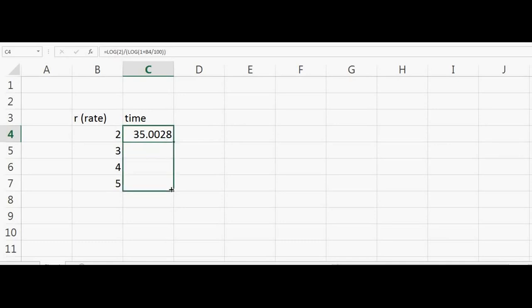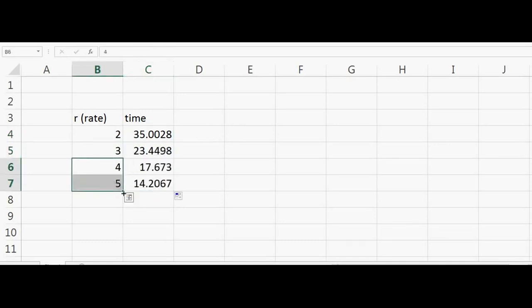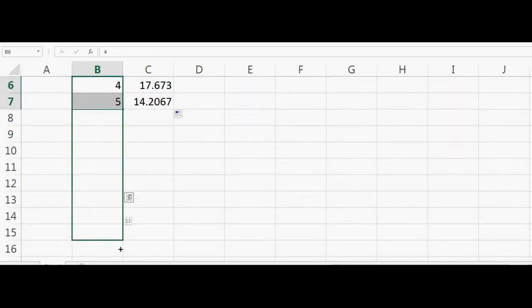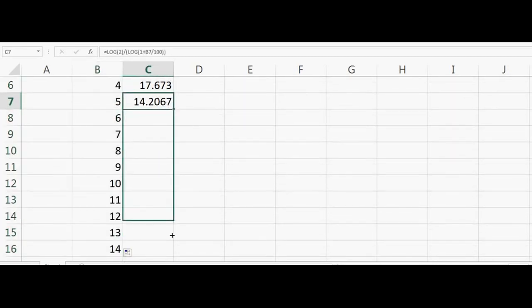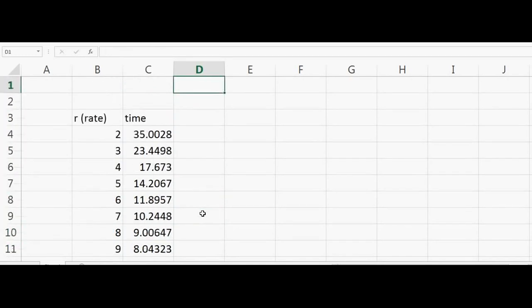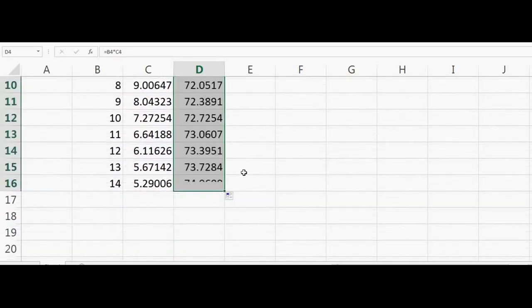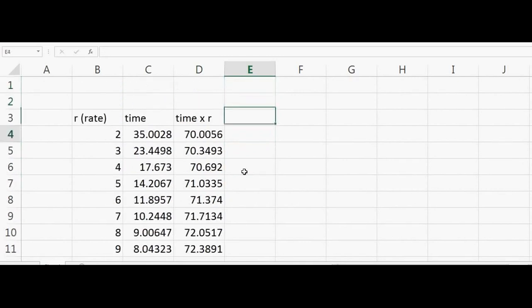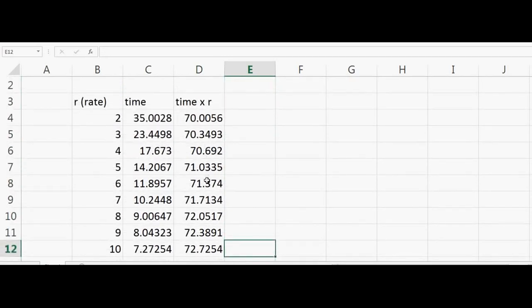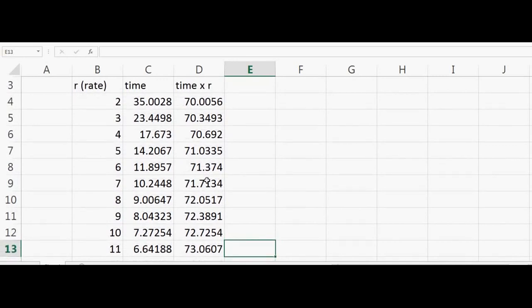We can keep doing this, and we can also generate a table for all the r's and these numbers. Now if you look here, if you multiply time with r, that will be equal to 2 into 35, so that is 70.0056. So this is very close to 72. If you keep doing this, you will see that all the numbers are close to 72: 70.3, 70.6, 71.